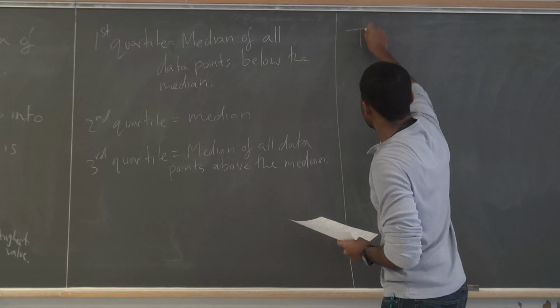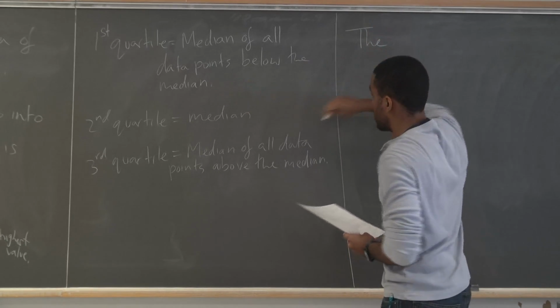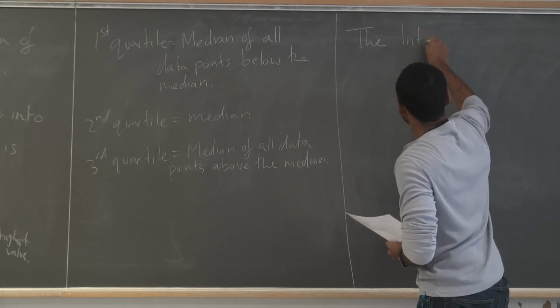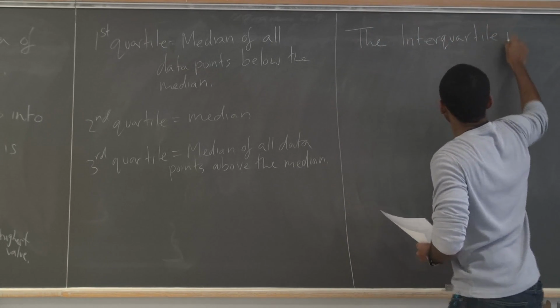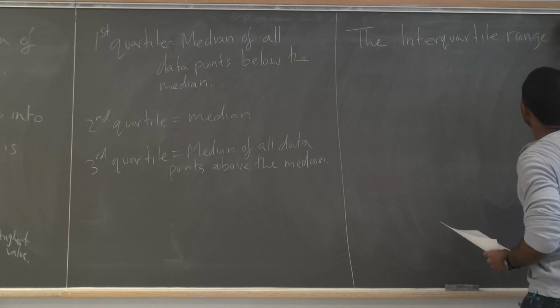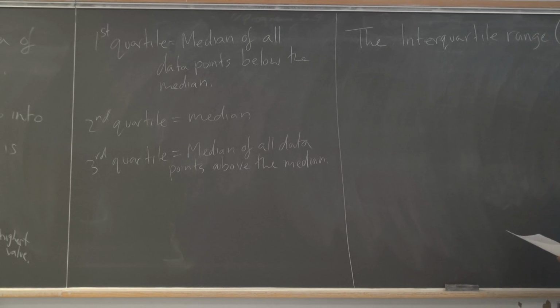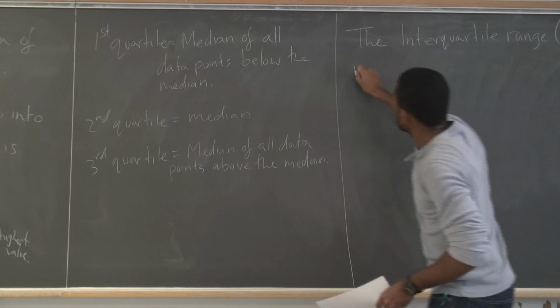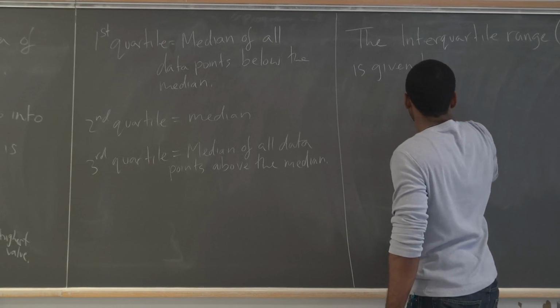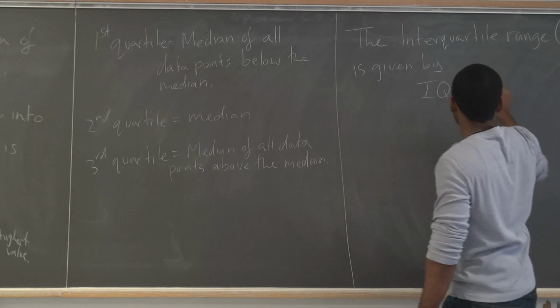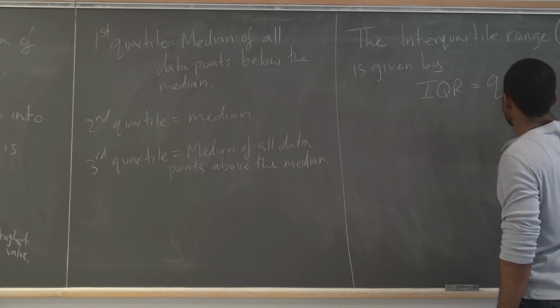Now we developed what's called the interquartile range, which I mentioned over there, which we abbreviate IQR, is given by the difference between Q3 and Q1.